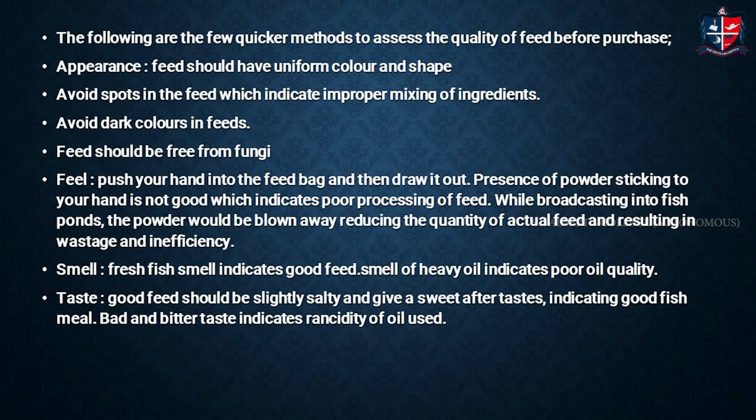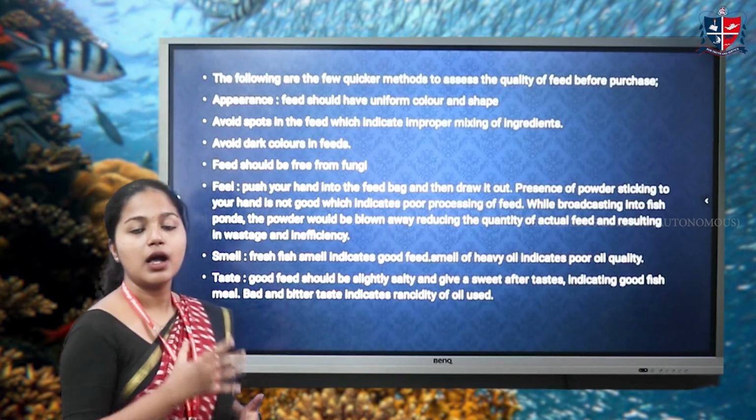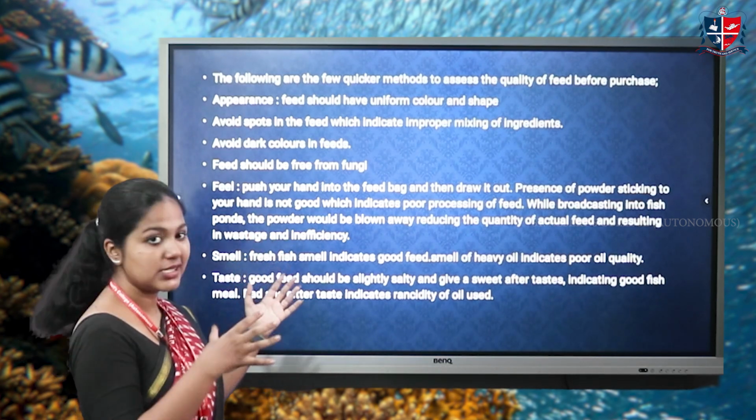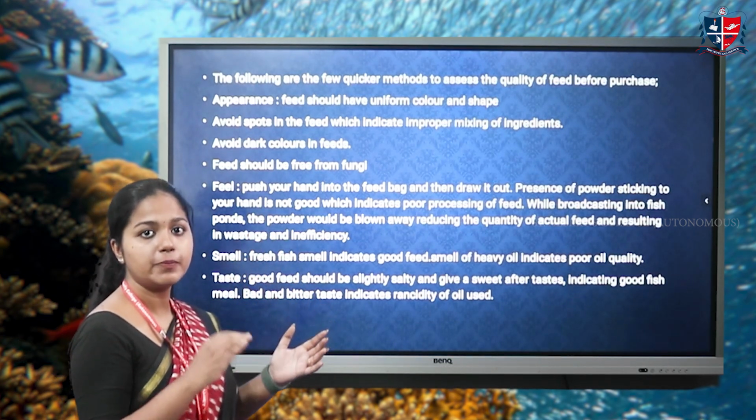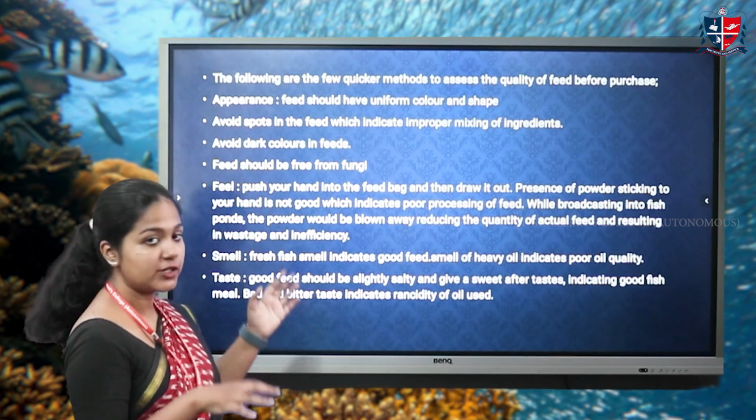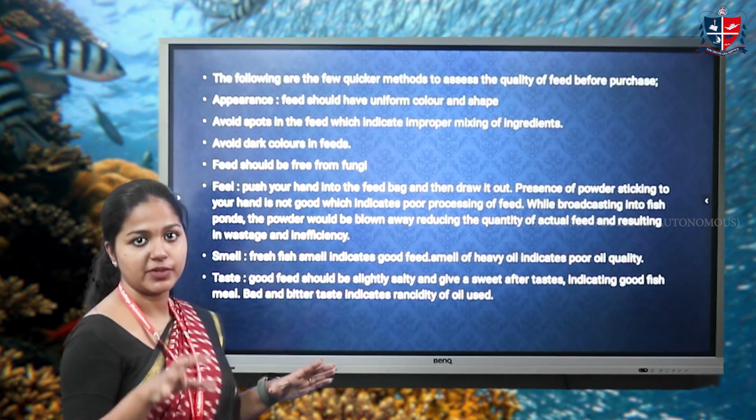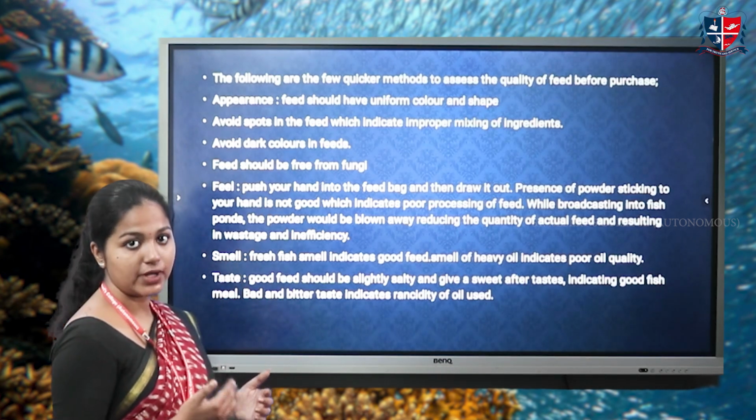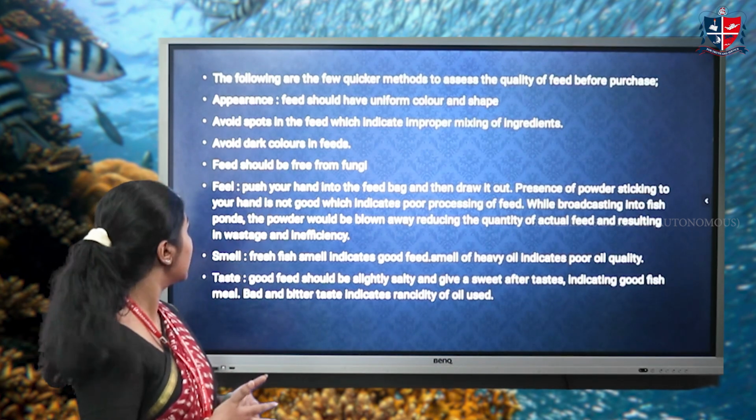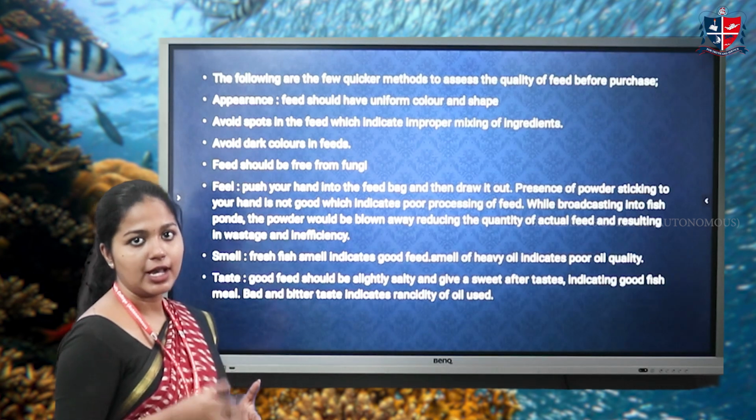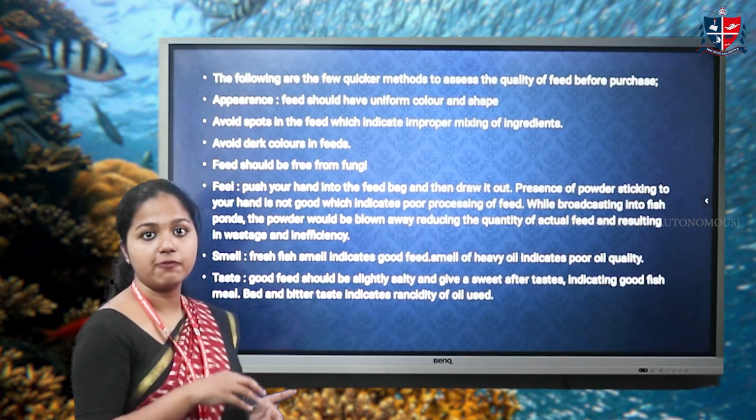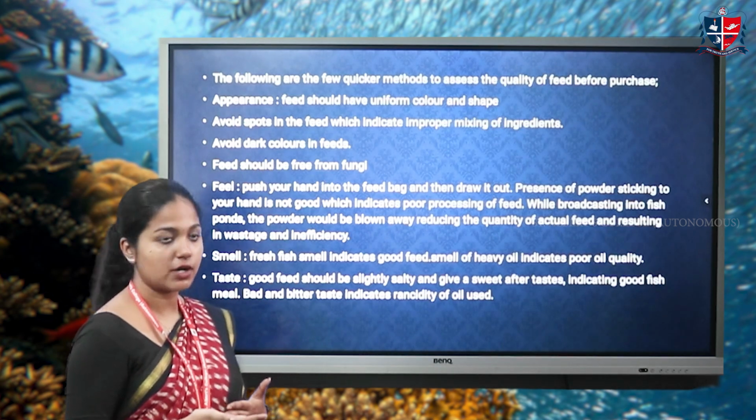The following are the quicker methods to assess the quality. First, the point is the appearance. We need to look for spots. If any spots are found, please avoid that feed. The feed should have a uniform color and shape, and it should maintain uniformity in its texture. Avoid dark colors in feed because it can be a sign of contamination, and feed should be free from fungi. We already know about the fungal contamination which can cause mycotoxins.